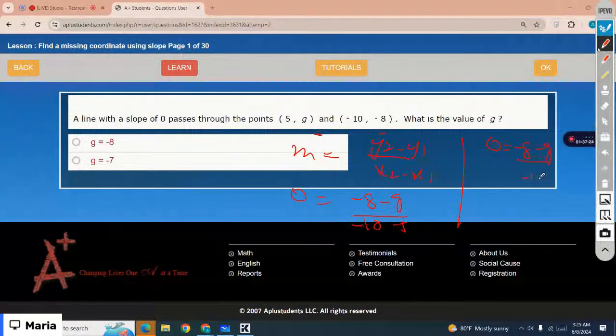That would be 0 equals negative 8 minus g, and negative 10 minus 5 is negative 15. So negative 15 times 0 is 0. So that is negative 8 minus g. So g equals negative 8. The correct option is g equals negative 8. Option number 1 is the correct option. Got it?